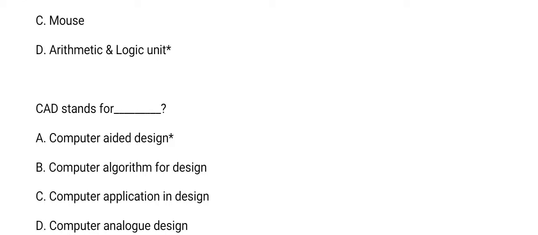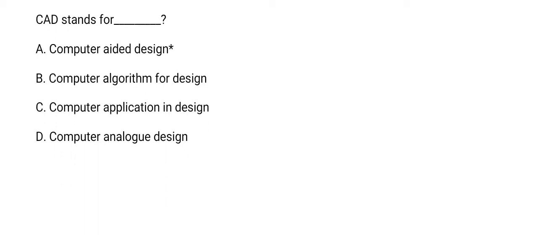Next question. Which of the following is a part of central processing unit? Its answer is option D, arithmetic and logic unit. Next question. CAD stands for. Its answer is option B, computer algorithm for design.